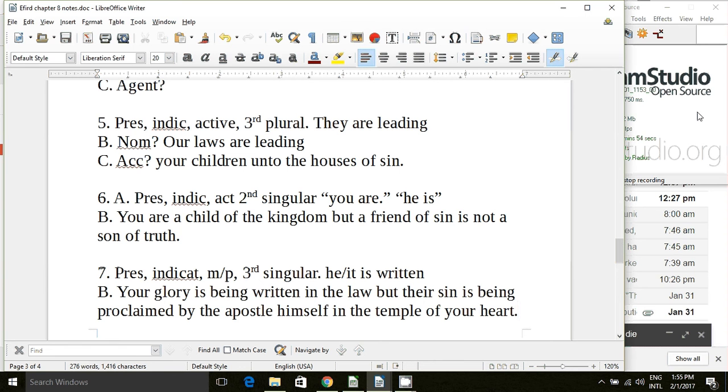So there are the translations for our last lesson in Greek 1. So start studying for that final exam.